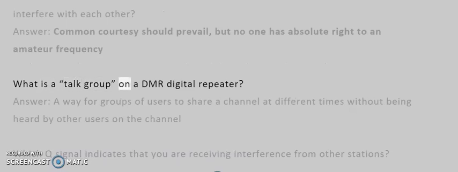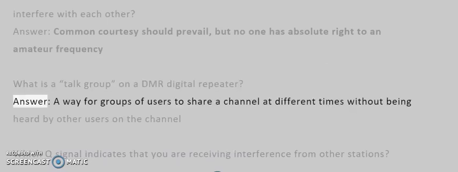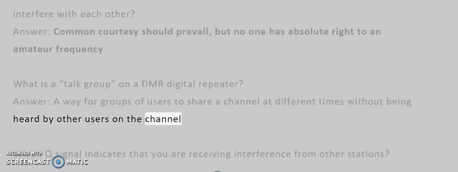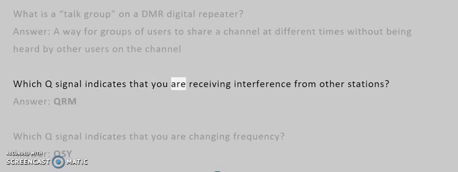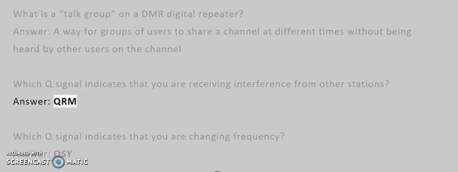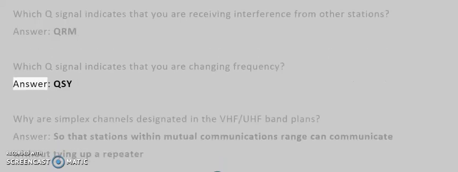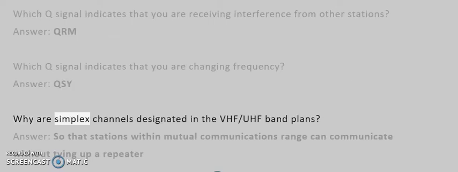What is a talk group on a DMR digital repeater? Answer, a way for groups of users to share a channel at different times without being heard by other users on the channel. Which Q signal indicates that you are receiving interference from other stations? Answer, QRM. Which Q signal indicates that you are changing frequency? Answer, QSY.